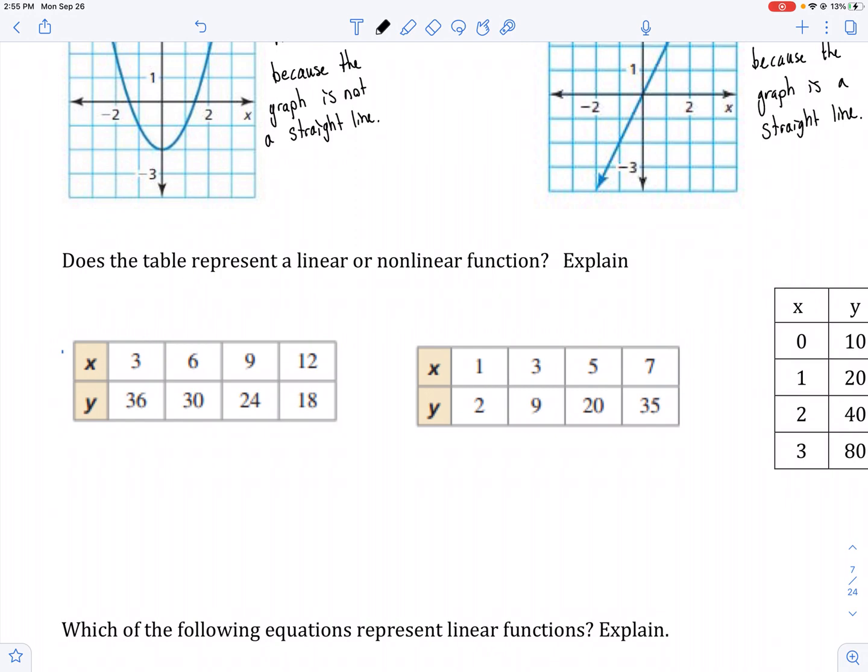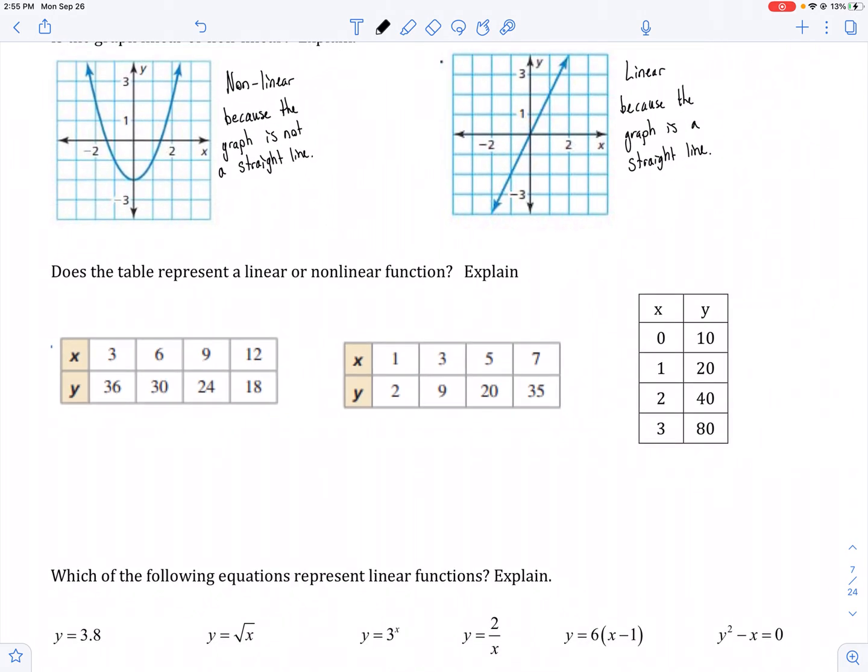And to do that, we look at how the x values are changing and how the y values are changing here. So if you look from here to here, it looks like the x value is getting bigger by 3. Now let's see, from 6 to 9, it looks like it's also getting bigger by 3. From 9 to 12, it's also getting bigger by 3. So let's see if the y values are changing at a constant rate as well. So from 36 to 30, the y value is decreasing by 6. From 30 to 24, it's also decreasing by 6. And from 24 to 18, it's also decreasing by 6. So this is linear because the x and y values are changing at a constant rate.